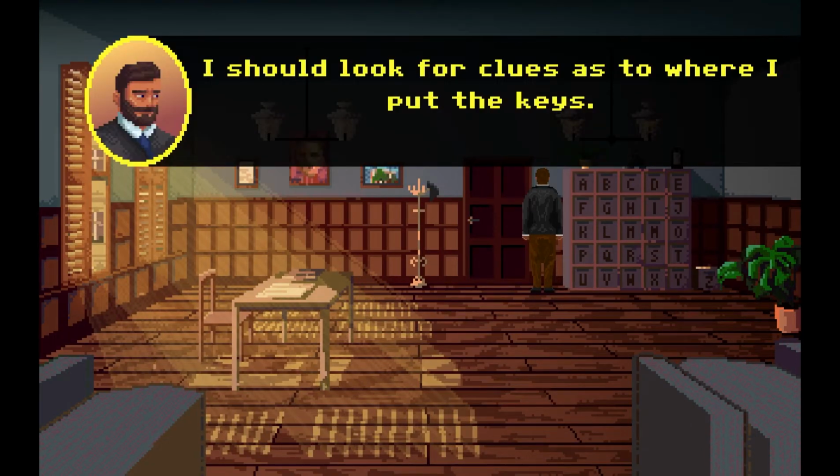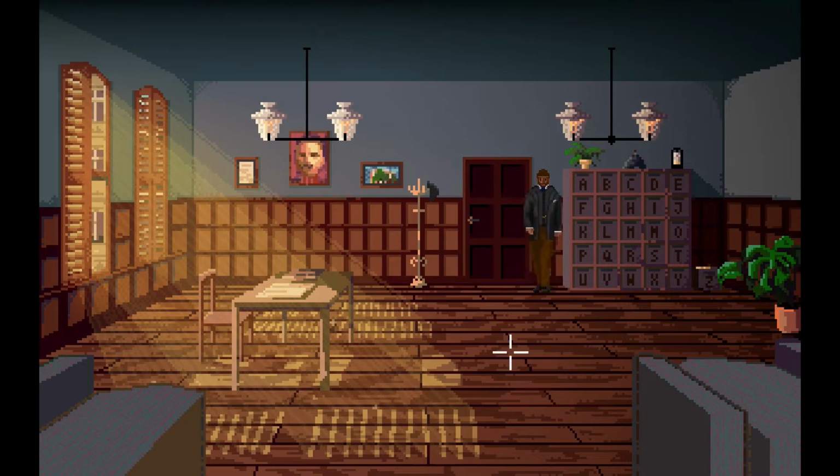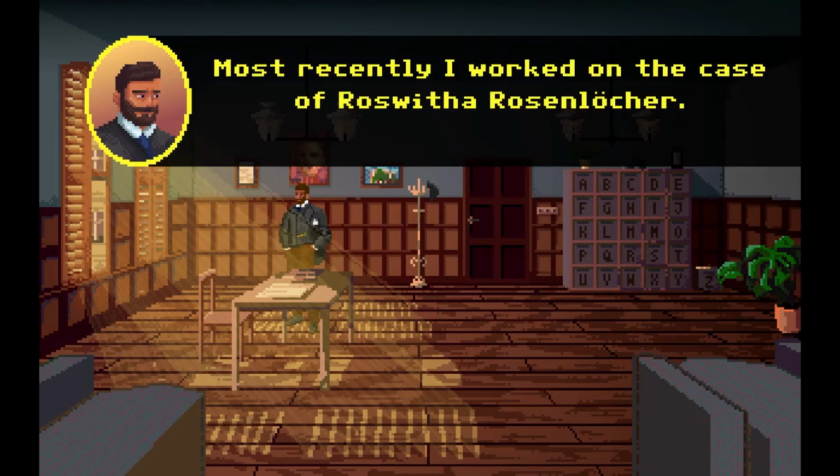I should look for clues as to where I put the keys. Clues? Check your desk. Most recently, I worked on the case of Rosewither Rosalenlocker.